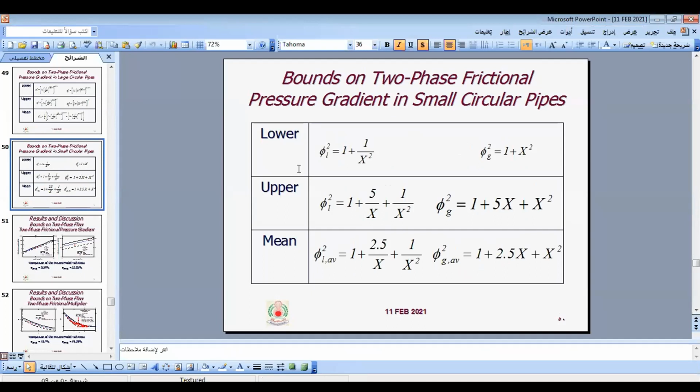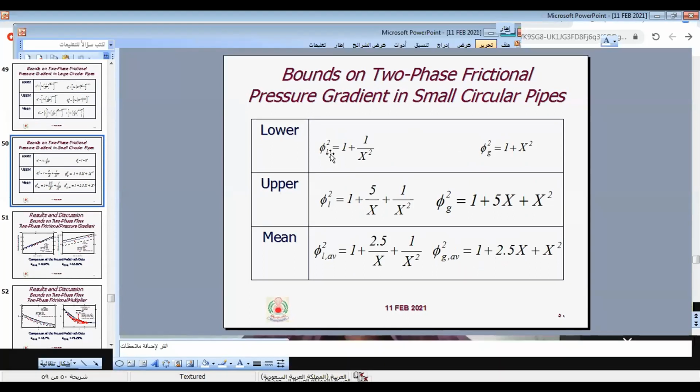As I mentioned, for example, in this lower equation, if you compare it with the Chisholm form that he introduced in 1967, this means that C is equal to 0, which means that there is no interaction between the liquid phase and the gas phase.